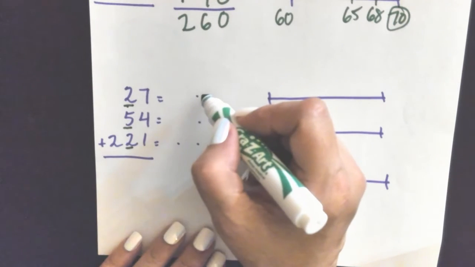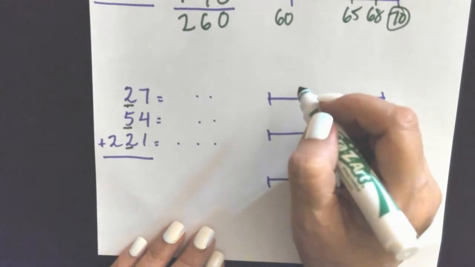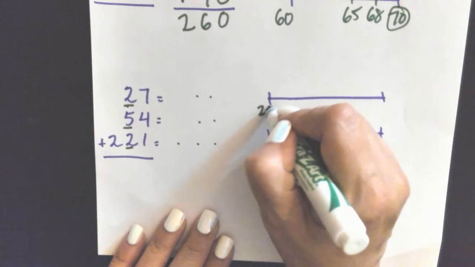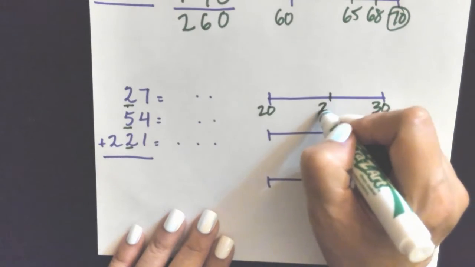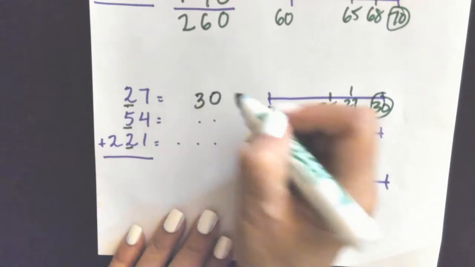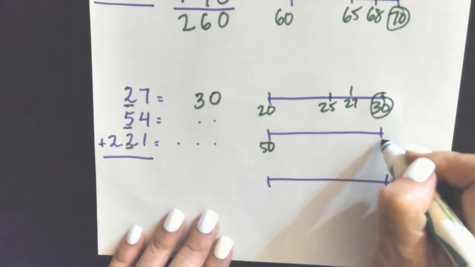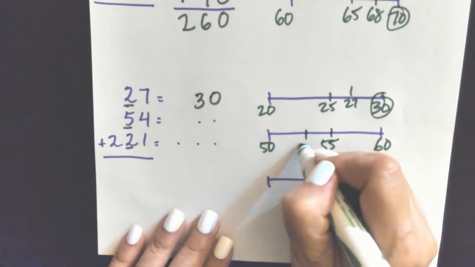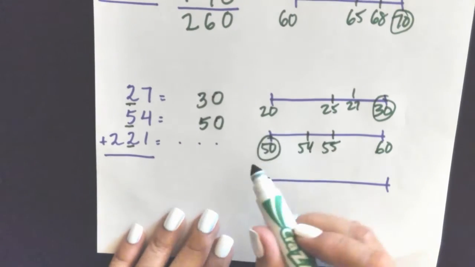Now you could go 30, 50 if you wish and not use a number line. That's okay. But for right now, for those who are struggling, I'm just going to go ahead and model this for you. 20, 20, 30. In the center is 25. 27 is right here. Circle the 30. Then we have 54. Again, it's 50, 60, and in the center 55. Oh, 54, 50. It always helps to do the number line anyway.